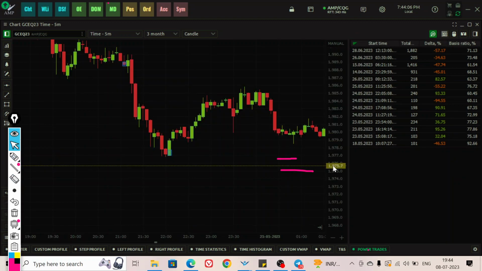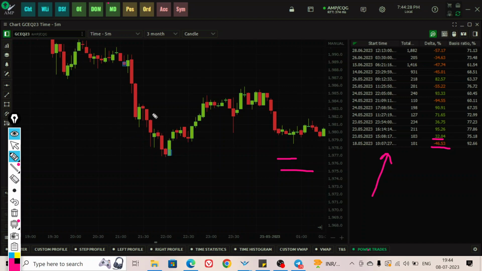So after enabling this delta, you will get this table on the right side of your software. So it is going to get this data right in front of you. So what you have to do, in the case of red delta, you have to look for sell. In case of buy delta, you just have to look for buy.